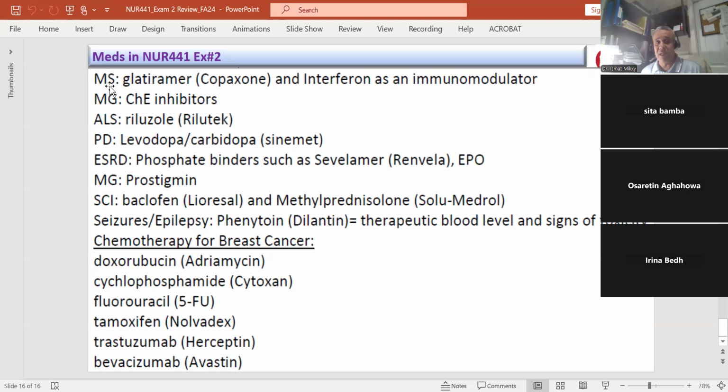Some of them are individual medications, and others will be classes, like the cholinesterase inhibitors, such as prostigmine or pyridostigmine for MG. For example, this one is a class of medications, and these would be provided to patients with suspected or developed myasthenic crisis.